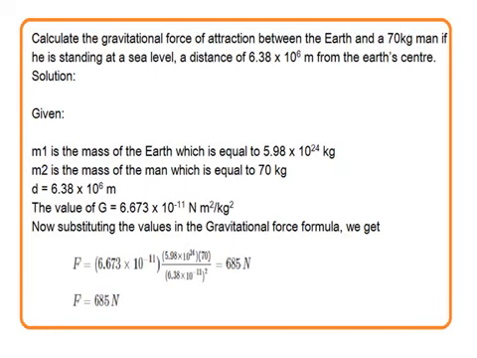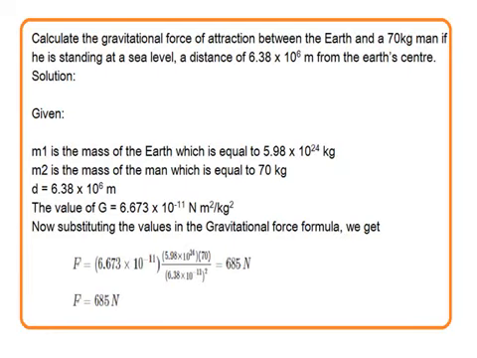So here you are given the two masses, mass of the Earth and mass of the man. So take one as M1 and the other as M2. So M1 is 5.98 into 10 to the power 24, which is the mass of the Earth, and M2 is the mass of the man, which is equal to 70 kilograms. And the distance of separation is 6.38 into 10 to the power 6 meters.